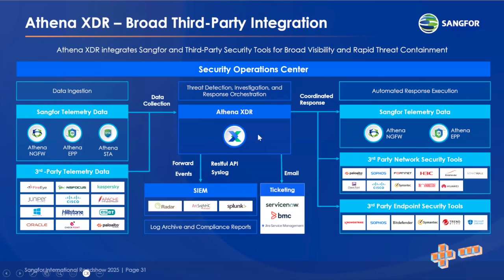And also we are open to third parties. If the customer has a ticketing system, we can connect to their ticketing system. If the customer doesn't have one, we have a built-in ticketing system. And if the customer already has a SIEM, we can give our XDR data to the SIEM. If the customer doesn't have a SIEM, actually XDR also has the SIEM feature. We can cover the SIEM.